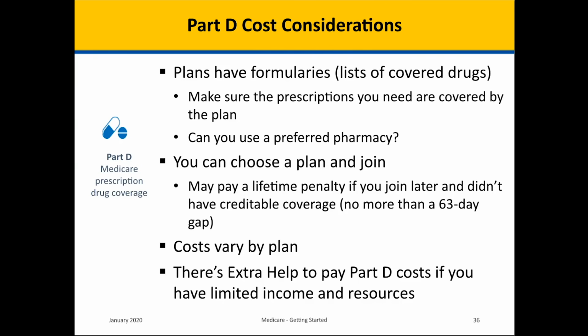So what should you consider? Well, one of the Part D cost considerations when looking for a plan is to look at the formulary, or list of covered drugs. You'll want to check that your prescriptions are covered and compare the amount you'll pay. You could have lower out-of-pocket costs if you have access to and use a preferred pharmacy. You may pay a late enrollment penalty if you join later, so you want to consider that when you're enrolling into Medicare and considering your coverage and your costs.